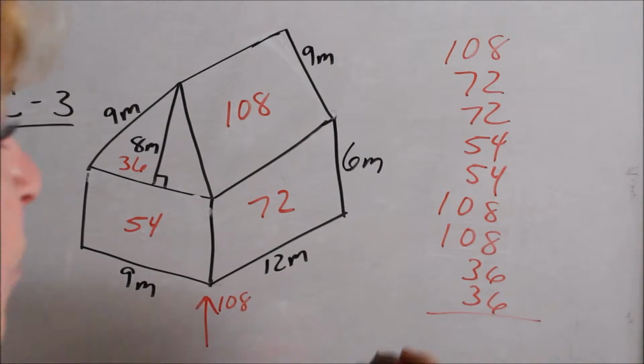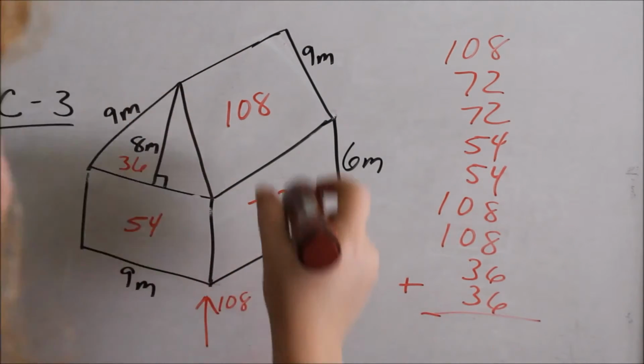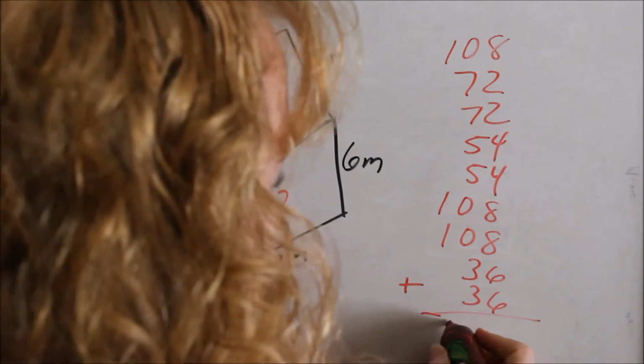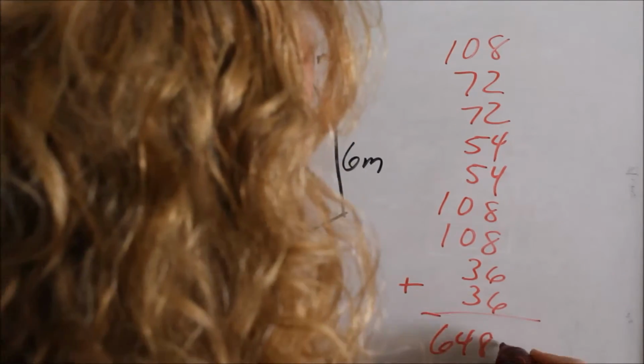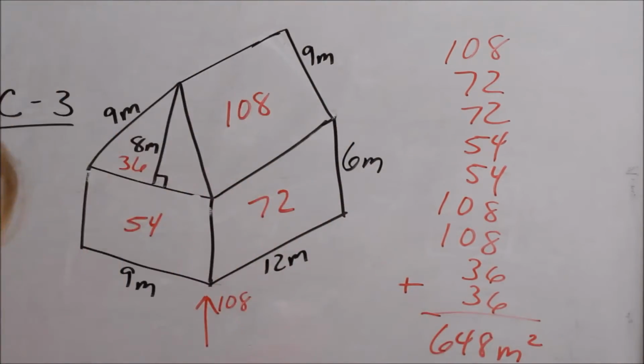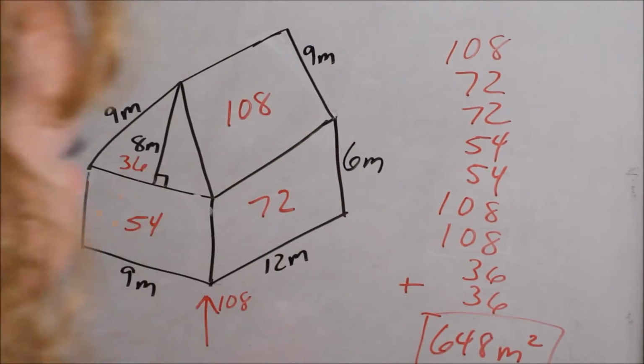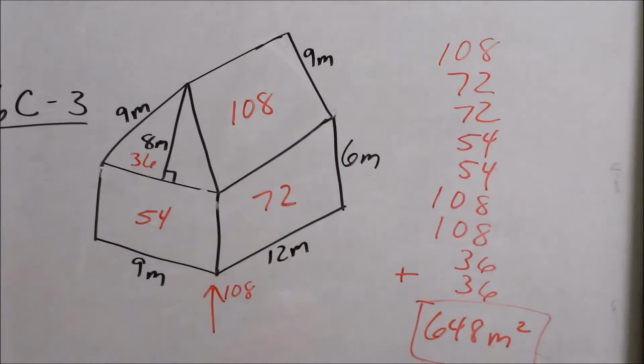This is why I don't like to use formulas. I just go through and find the area of each shape and then add them up. Alright, so I'm adding these all up. 648, and we were dealing with meters, so square meters, and that is the surface area of this house.